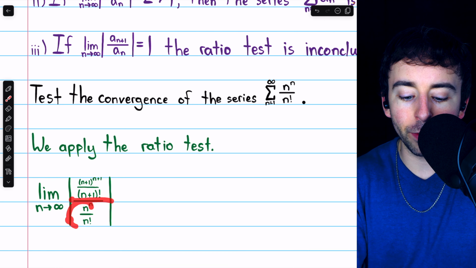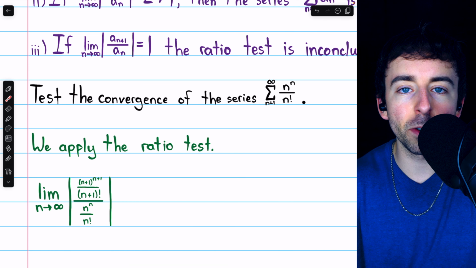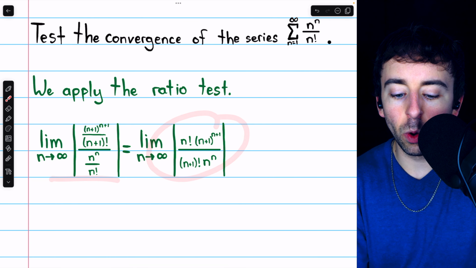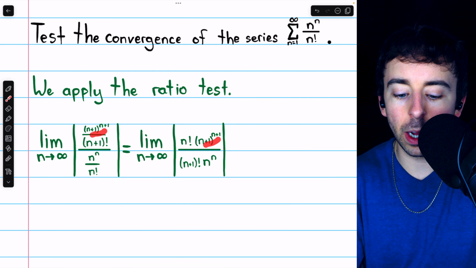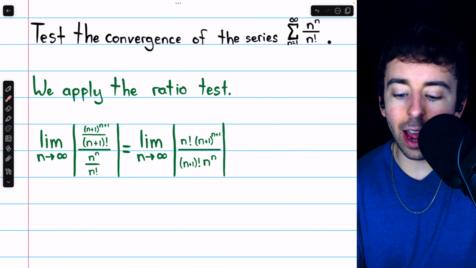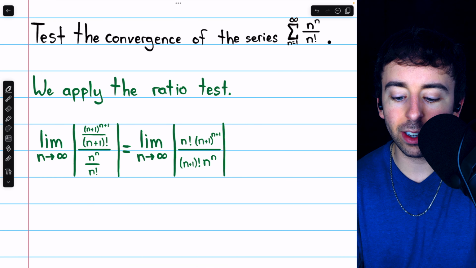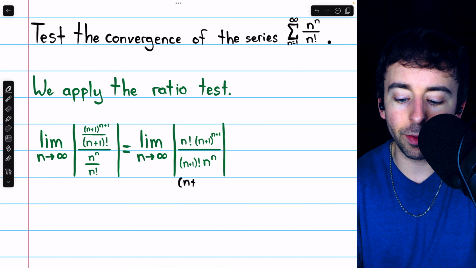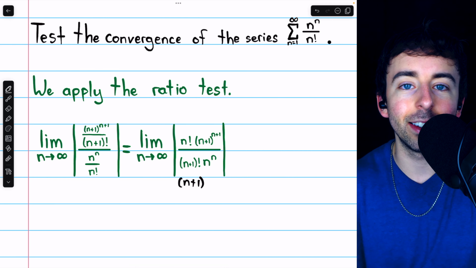Now, dividing by a fraction is the same as multiplying by its reciprocal, so let's rewrite. Rewriting the fraction gets us here. We have n plus 1 to the n plus 1 multiplied by n factorial, divided by n plus 1 factorial times n to the n. Now, n factorial and n plus 1 factorial will almost completely cancel out. It's just going to leave behind a factor of n plus 1 in the denominator.